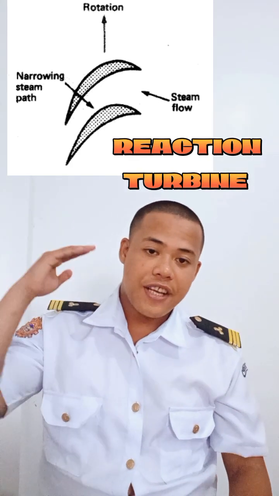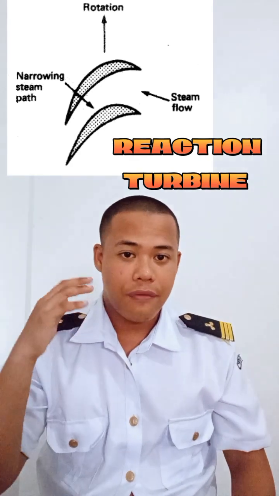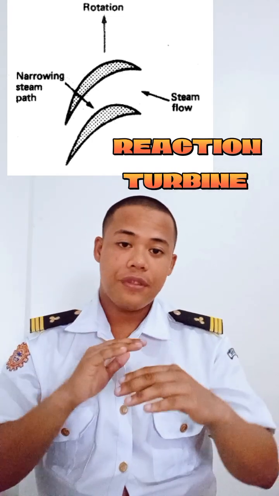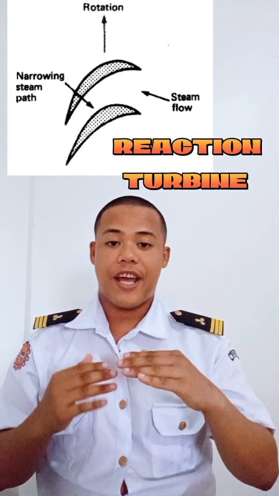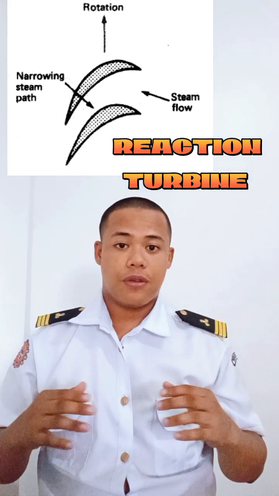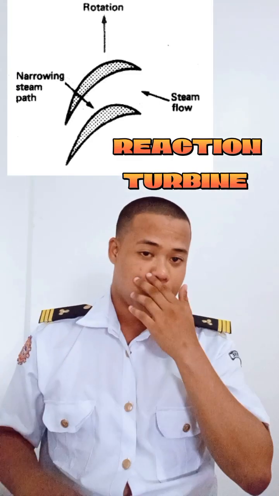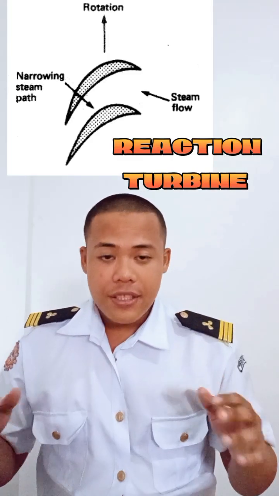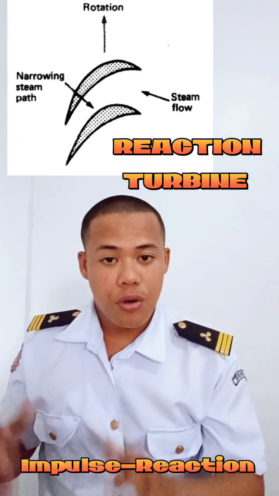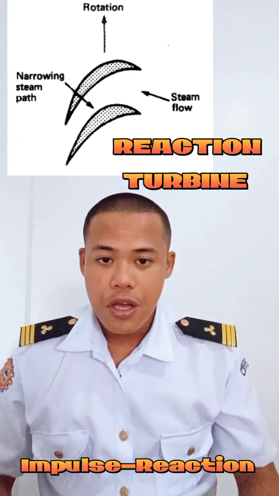So once there is a change of velocity, we assume that there is also a change of direction. That change of direction would create an impulsive force. So the correct term for this reaction type is also the impulse reaction type of turbine. Now we are done with the two types of turbine. Next we will go to compounding.